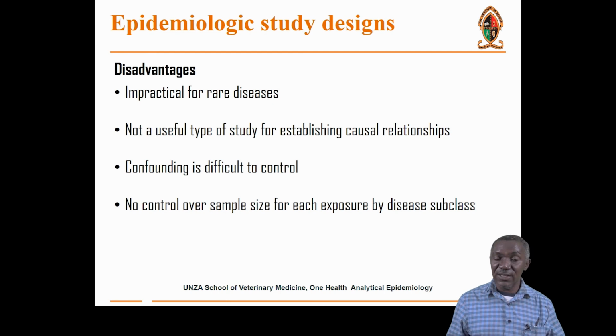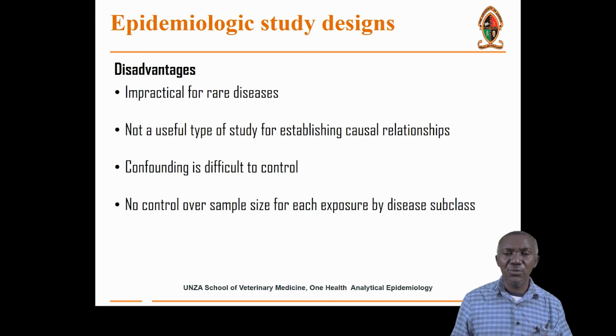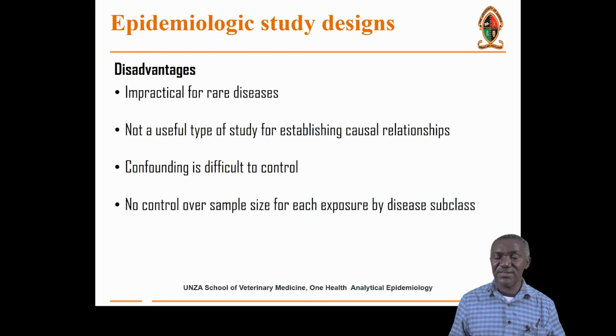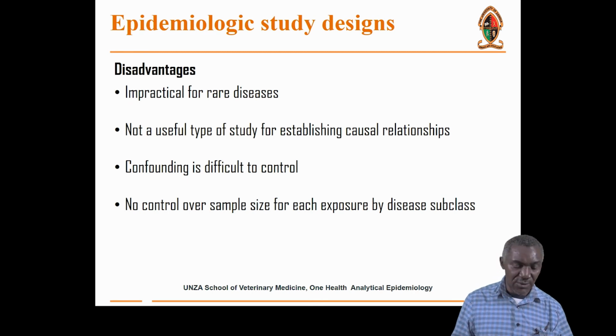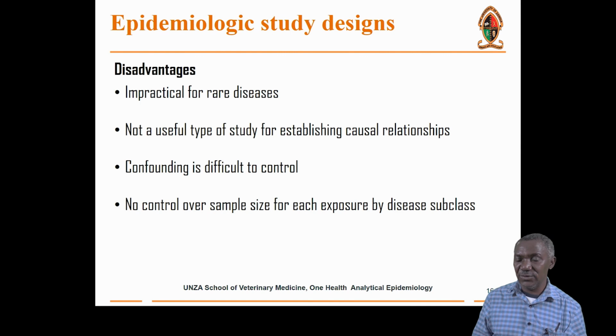And also the investigator has no control over the sample size for each exposure by disease subclass. So you have no control over how the different subclasses in a population are exposed.